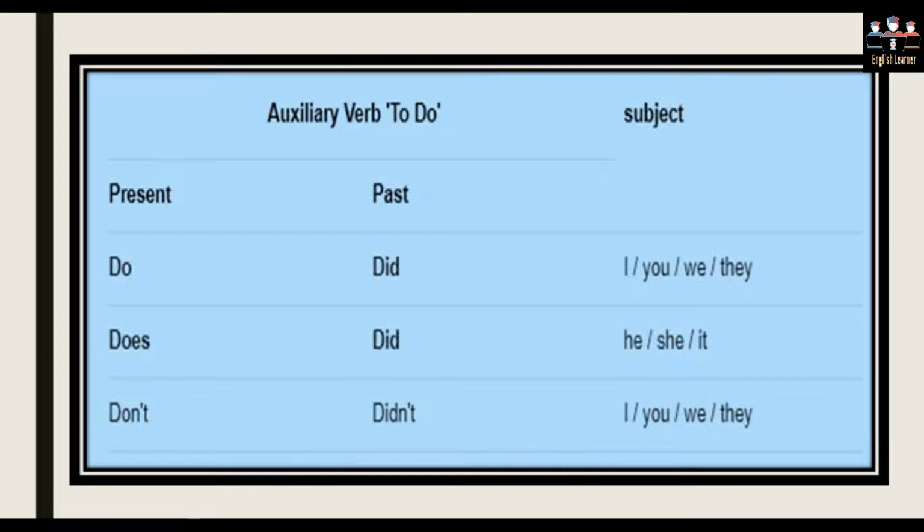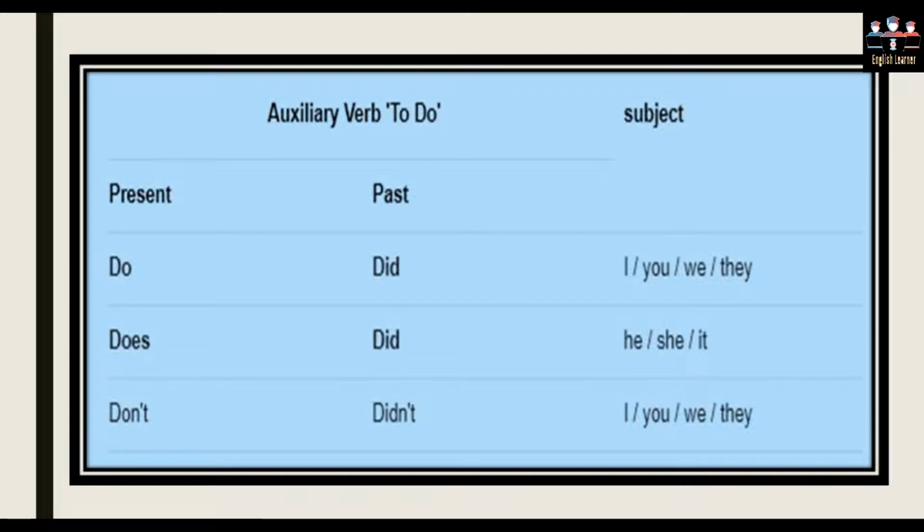Next is the to do auxiliary verb. Do or does is used in the present tense, whereas did is used in the past tense. Do is used with the subjects I, you, we, they, whereas does is used with he, she, it. And in negative sentences we use does not or do not.